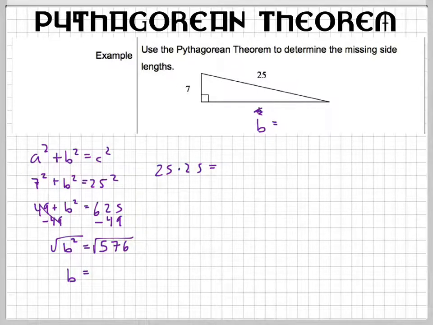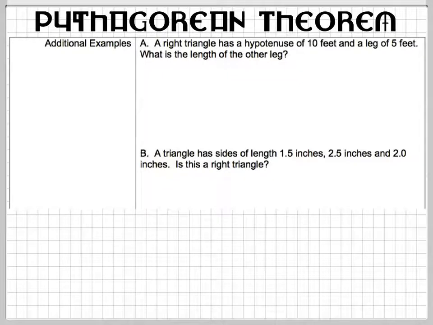What is the square root of 576? 24. And he knew that because he went ahead and used a calculator, which I'm okay with right now. Okay, 24. So that's your answer. Okay, let's look at this next one. It says a right triangle has a hypotenuse of 10 feet, a leg of 5 feet. What is the length of the other leg?